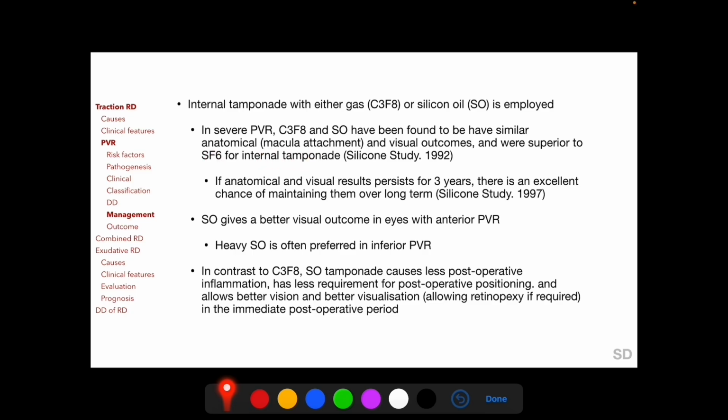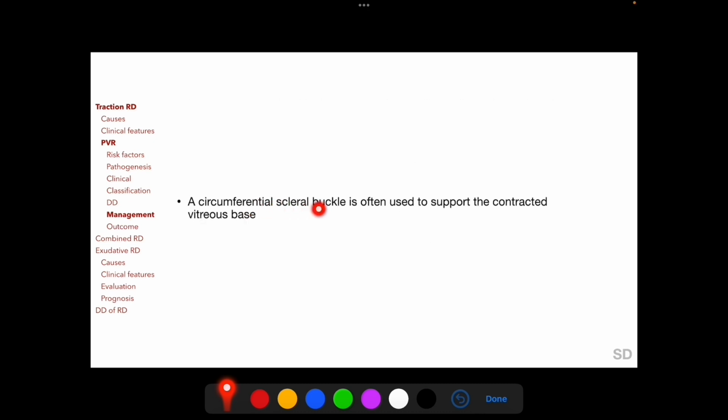Other studies suggest that silicone oil gives a better visual outcome in eyes with anterior PVR, and heavy silicone oil, which is denser than water, is often preferred in eyes with inferior PVR. And a circumferential scleral buckle is often used along with vitrectomy in these eyes to support the contracted vitreous base.